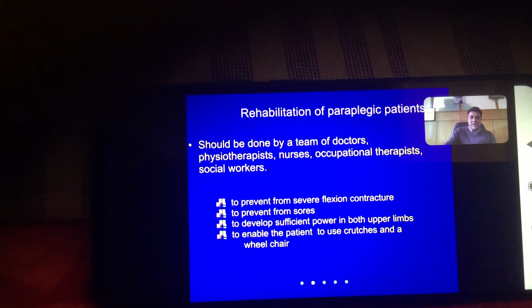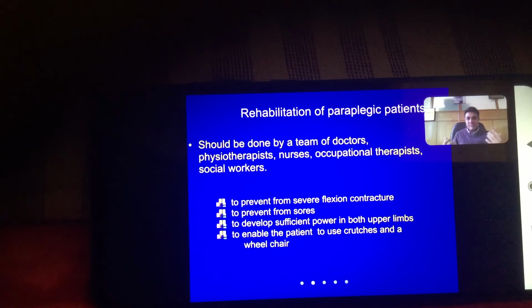And rehabilitation of the paraplegic. If there is paraplegia, where both the lower limbs are not functioning, it should be done by a team of people. There should be doctors who are taking care of the spine fracture, physiotherapists teaching a lot of exercises, and the nurses to take care of them, and occupational therapists.